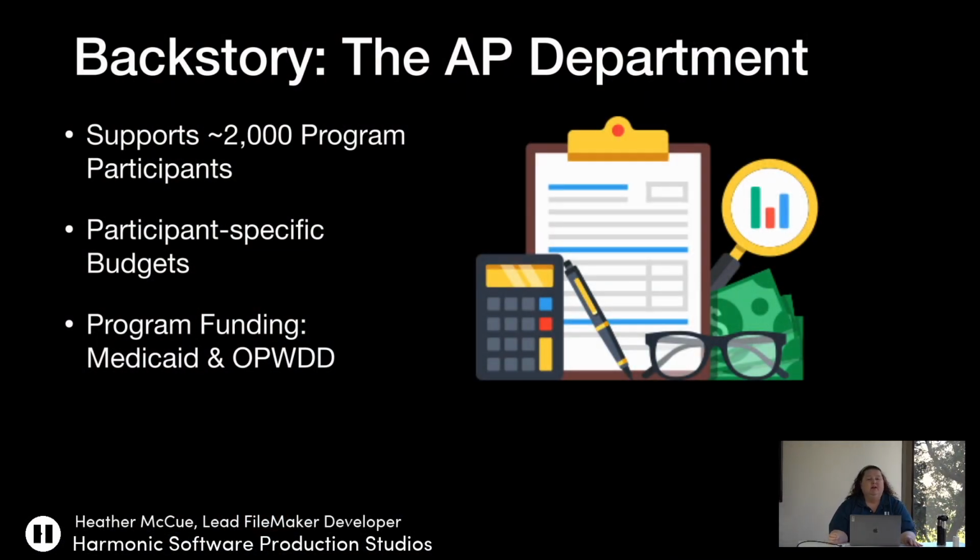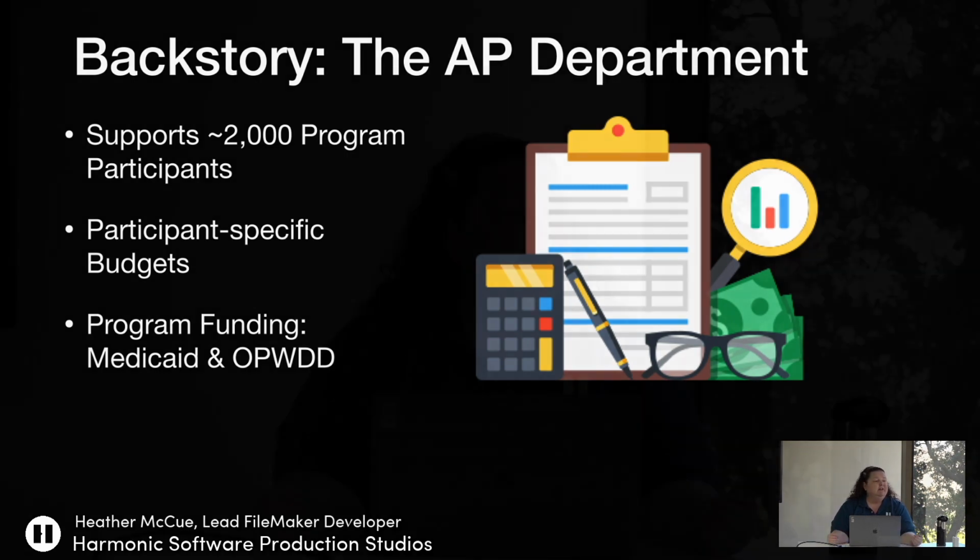The AP department at our client ISS in New York supports approximately 2,000 different program participants. Basically, they manage their budgets, they manage their money, and so each participant has their own budget, and everything that they pay for is funded by Medicaid and OPWDD in the state of New York, which is the Office for Persons with Developmental Disabilities. So if the government is paying for something, you can guarantee there will be rules and conditions that surround those payments.